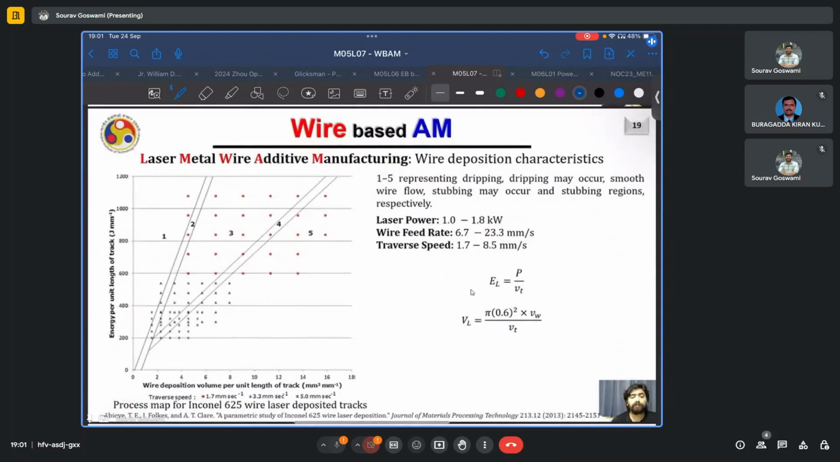Based on multiple experiments, by varying all of these parameters, you can come up with these working curves or process maps, which may serve as a ready reference to determine what may be the optimum process window when you want to build a part or deposit a few layers.